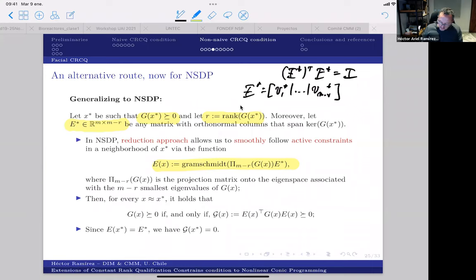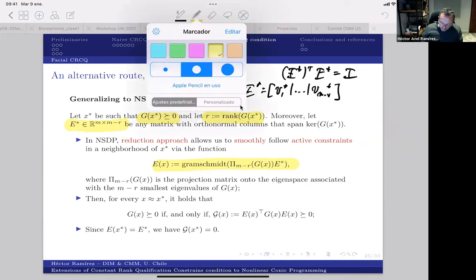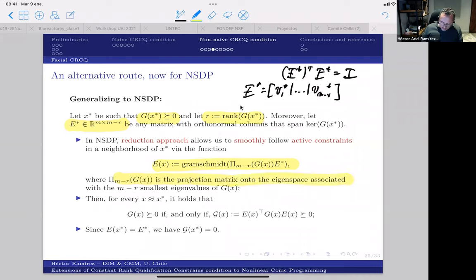And typically what you do is to apply the projection onto the eigenspace associated with the m minus r smallest eigenvalues of G of x. Here we cannot talk about the kernel because G of x does not necessarily have the same kernel dimension as G of x star. But we can talk about the m minus r smallest eigenvalues, because m minus r is the dimension of the kernel. And it is known from the theory of matrix analysis that this projection is smooth if you work with that same dimension.